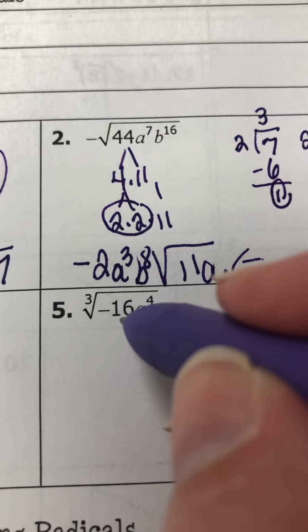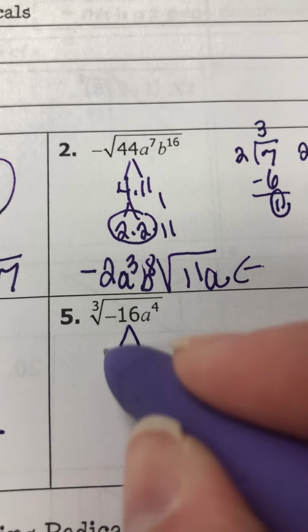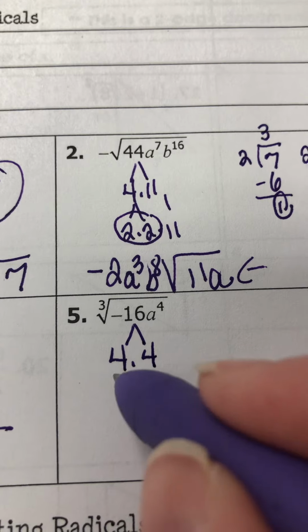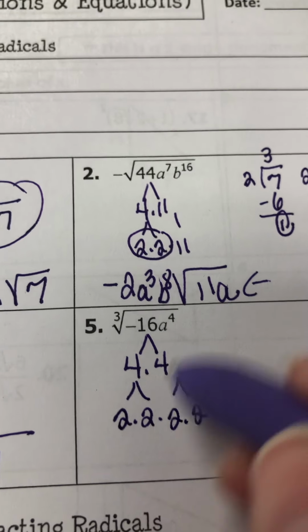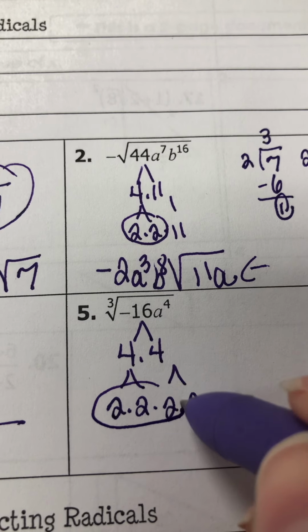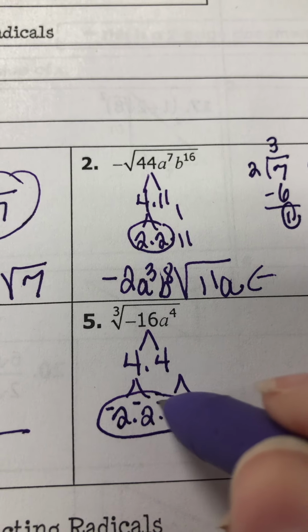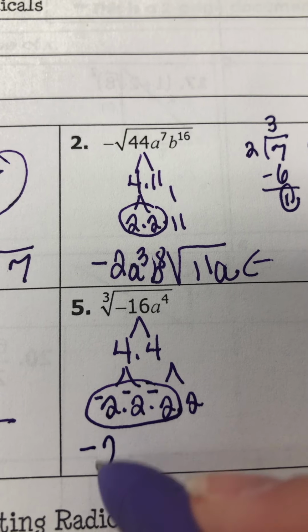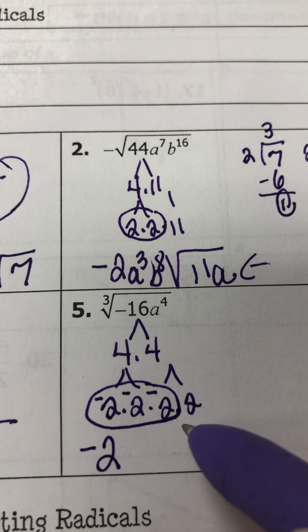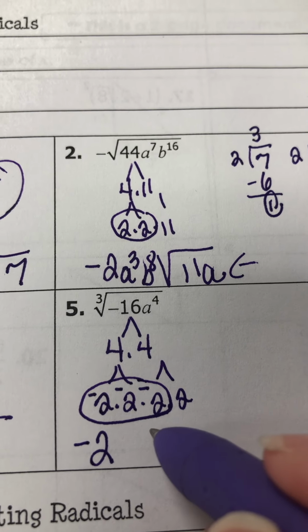Okay, now on this one, with 16, let's break it down. I can do 4 times 4 is 16, which is 2 times 2, and 2 times 2. So I'm going to make a group, but since it's a negative 16, I'm going to make these 3 negative. So I'm going to take a negative 2 out of this grouping, and I'm going to leave a positive 2 behind.